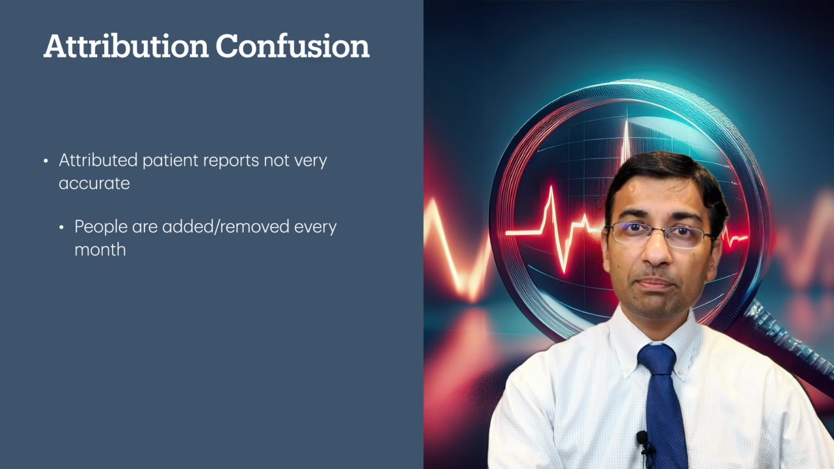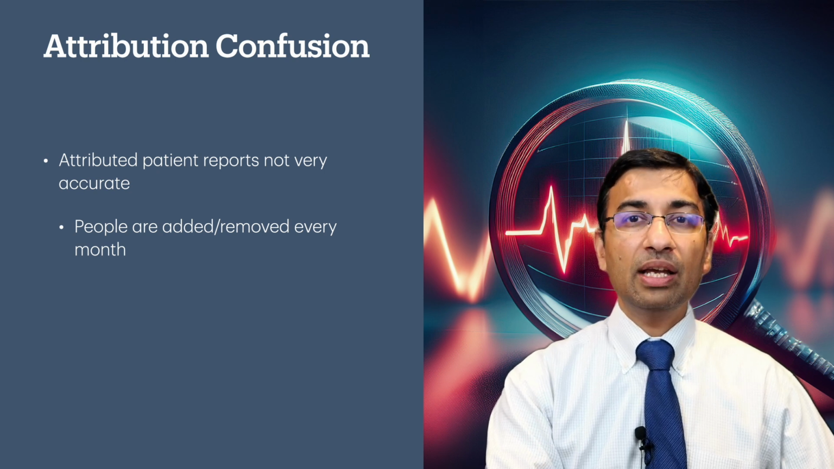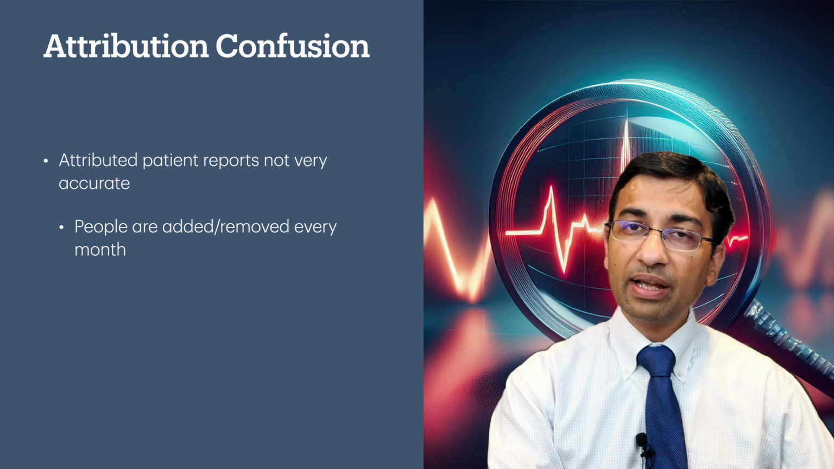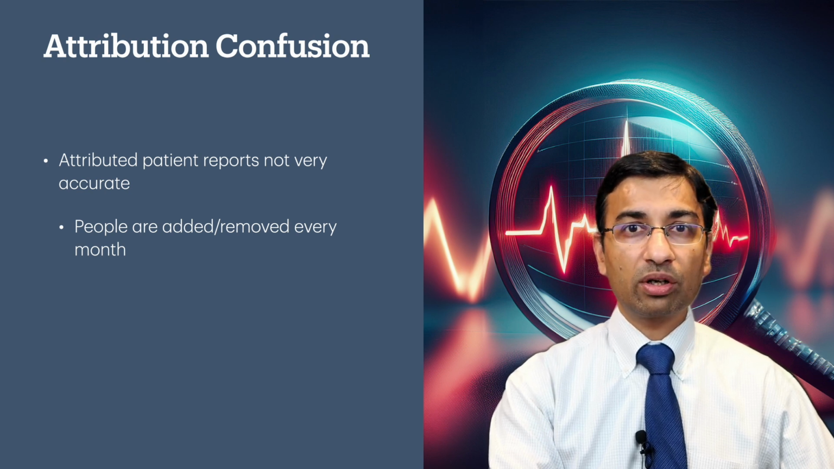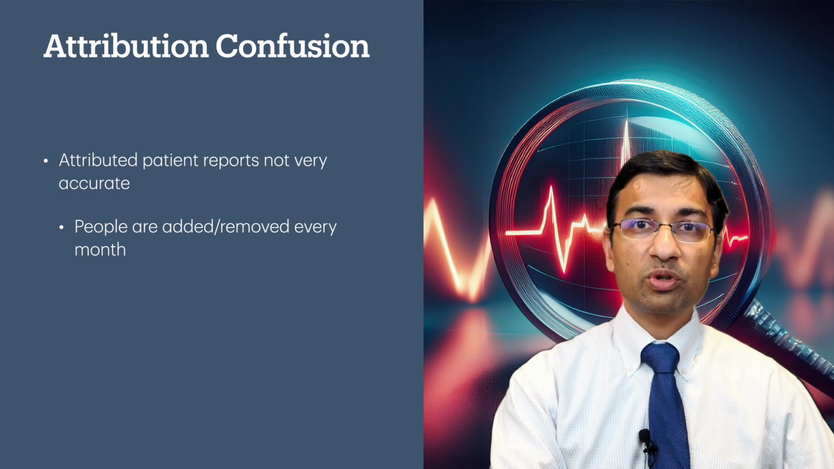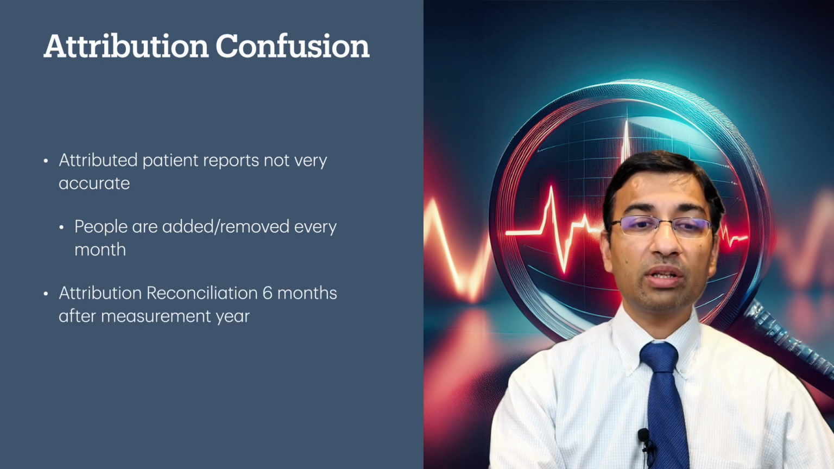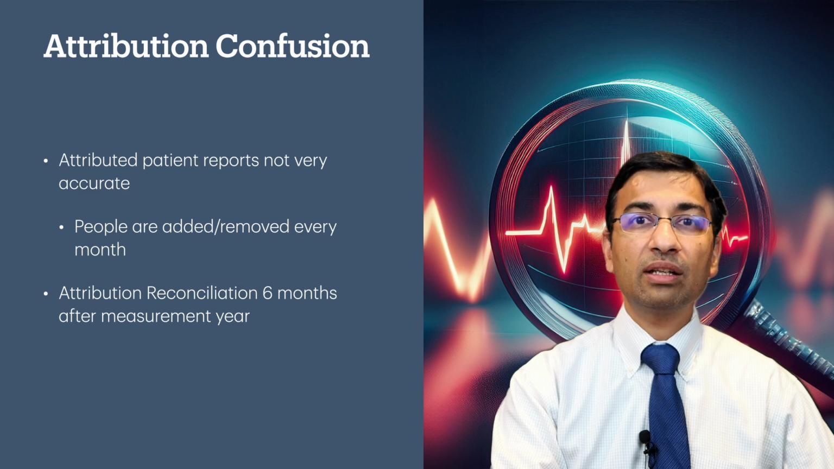Now, to be fair to insurance companies, they do try to get the attribution reports as accurate as possible, given the data that they have. And these reports may be distributed to PCPs or flagged in the electronic health record by the accountable care organization. However, since people are constantly changing health plans or due to other data quality issues, patients are added or removed every month from these reports. Whichever attribution model is used, either retrospective or prospective, approximately 3 to 6 months after the measurement year, health plans will perform what's called an attribution reconciliation based on some pre-specified criteria. All health outcomes and costs are then calculated based on these final attributed patients.